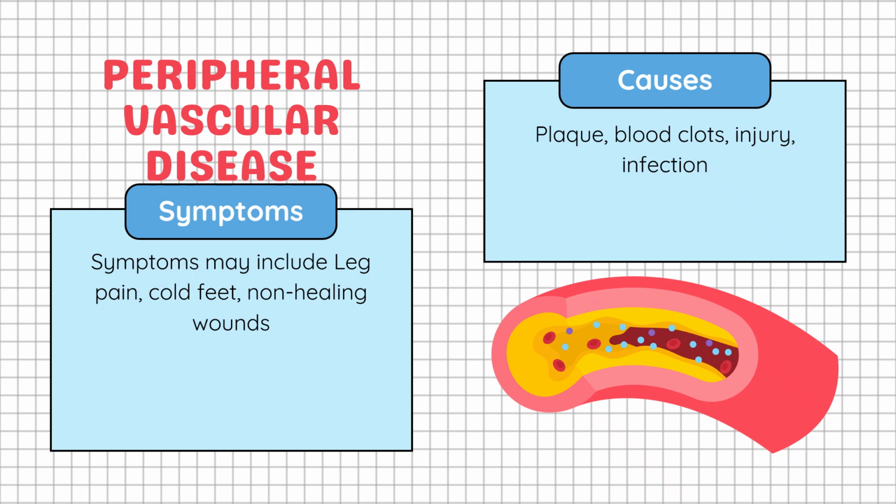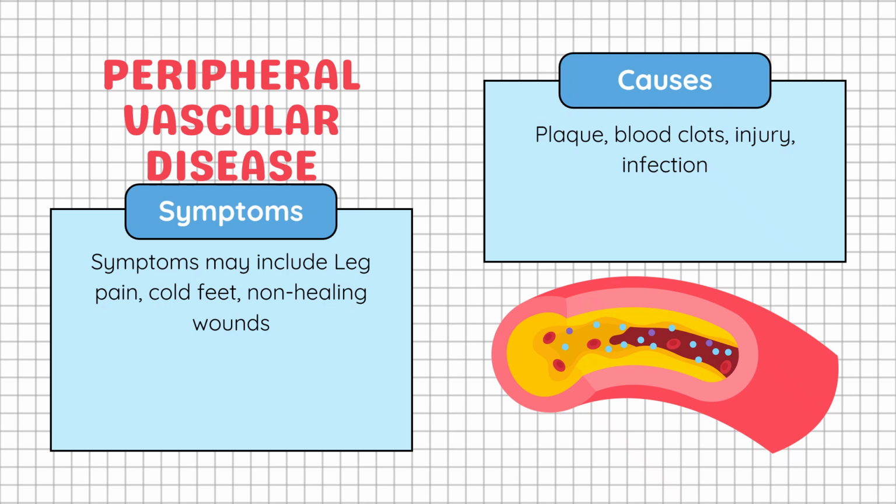Organs supplied by these vessels, such as the brain or legs, may not get enough blood flow for the healthy function, and the legs and feet are the most often affected. PVD is also called PAD. The most common cause of PVD is atherosclerosis. This is simply a buildup of plaque inside the artery wall.